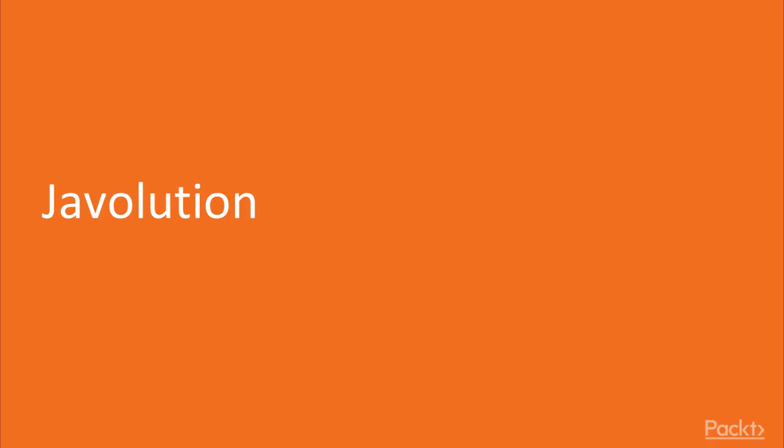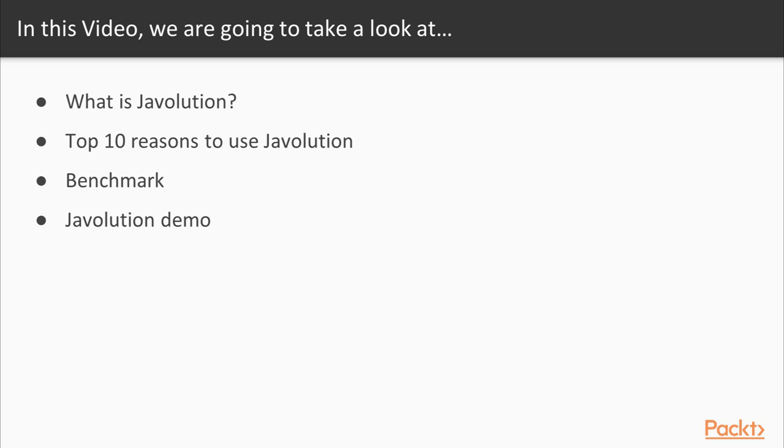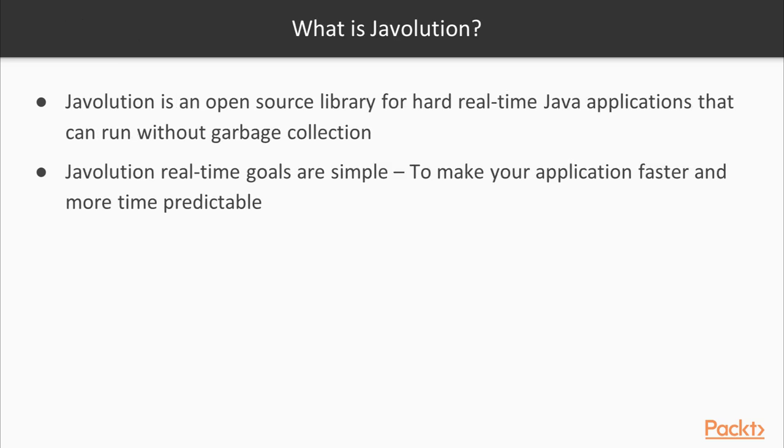Javolution. In this video, we are going to take a look at Javolution: what Javolution is about, the top 10 reasons to use it, a quick benchmark, followed by a live demo of Javolution. Javolution is an open source library for real-time Java applications that can run with little or no effect of garbage collection. Javolution's real-time goals are simple: to make your application faster and more time predictable.